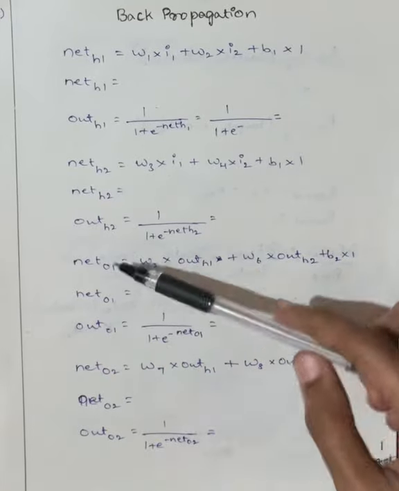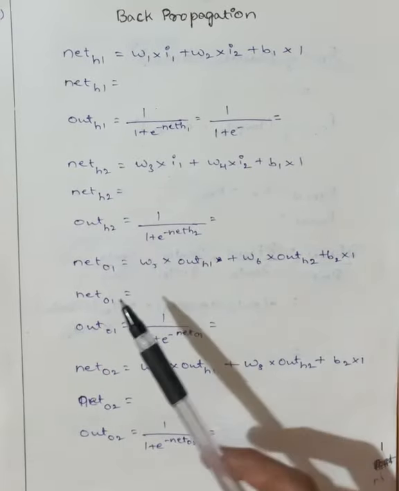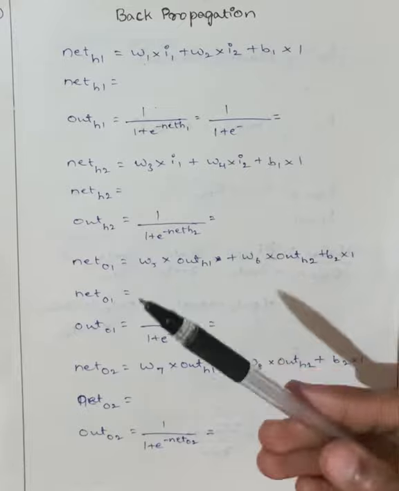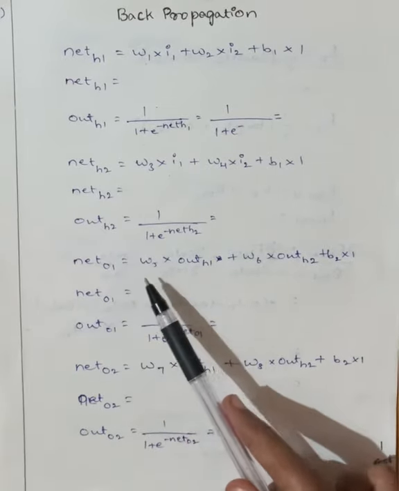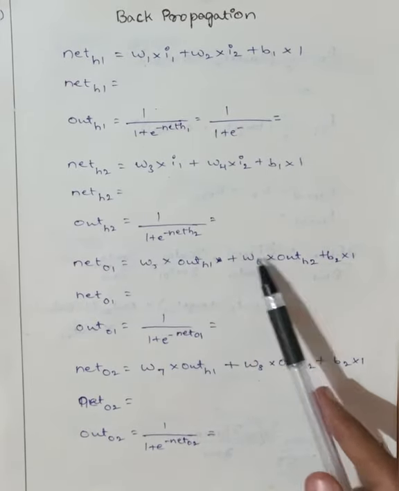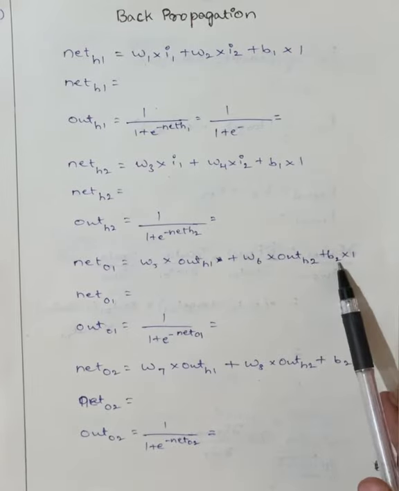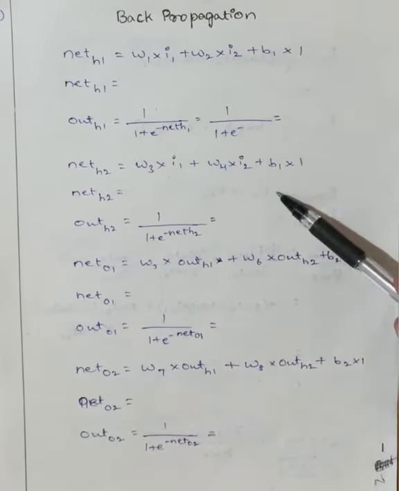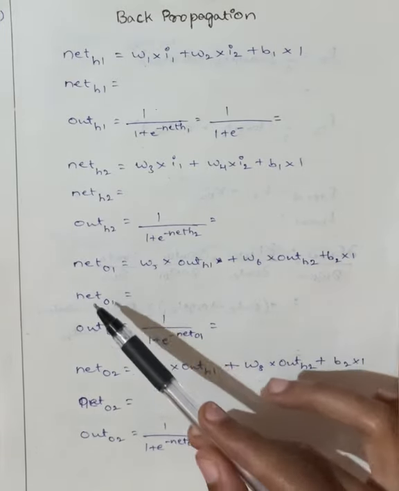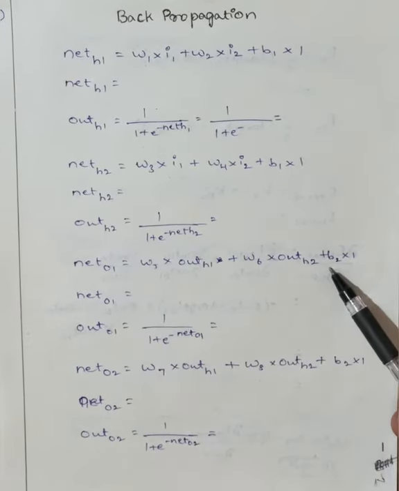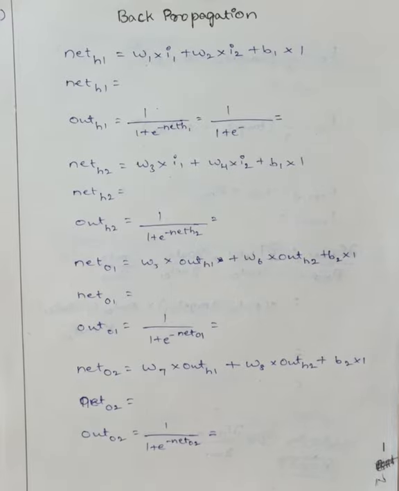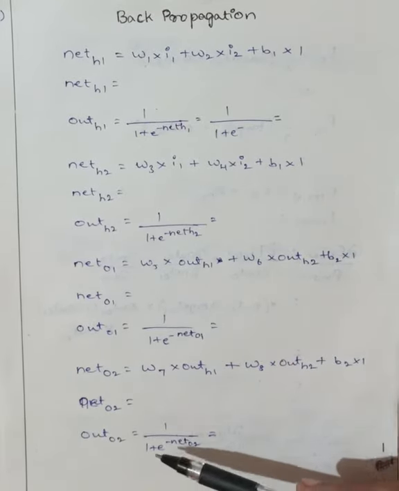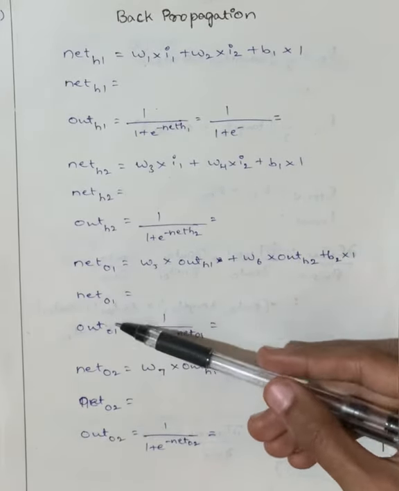Now we will find the net of the output layers. We have net O1 and net O2. For net O1 we will have W5 and W6, and the bias is B2, because if you see the diagram, the B2 bias is connected with the output layer. So net O1 and net O2 will have the bias B2. These are the formulas to derive out O1 and out O2.